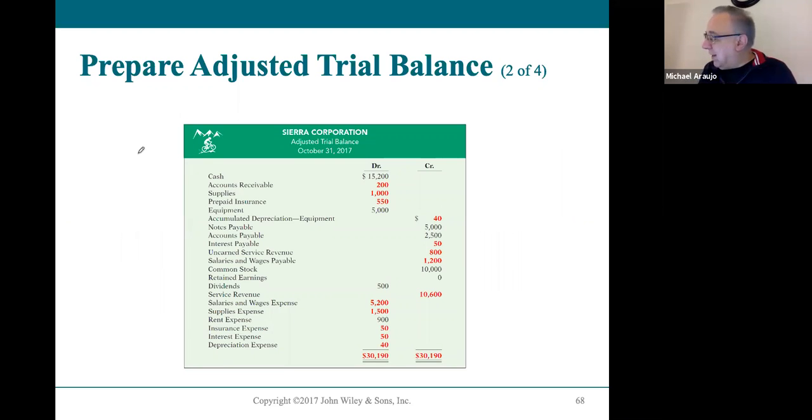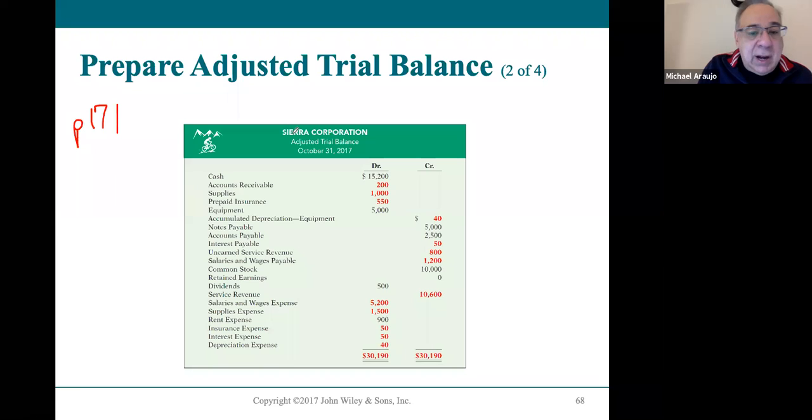If you have your book handy, page 171, get a close-up look at this if this isn't good enough for you. Here's the adjusted trial balance after we did all of those adjustments in learning objective 2 and 3. Now we have accounts whose balances were changed, and you'll see those with the red numbers here. So all the accounts that have a red number listed are the accounts that are part of the adjustment process.